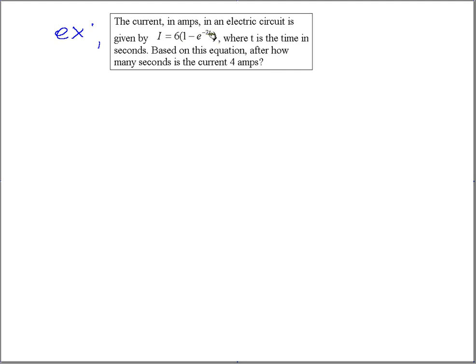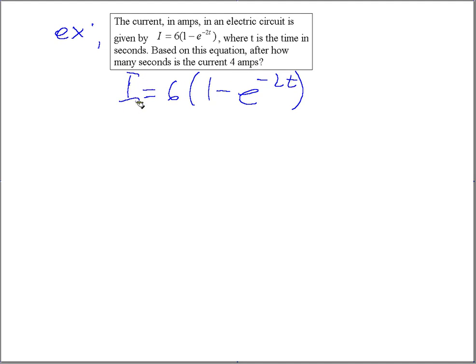The current in amps in an electric circuit is given by I equal to 6 times the quantity 1 minus e to the negative 2t, where e is the natural number, so this is related to natural log, and t is the time in seconds. Based on this equation, after how many seconds is the current going to be 4 amps? Let me write the equation again: I equals 6 times 1 minus e to the negative 2t.